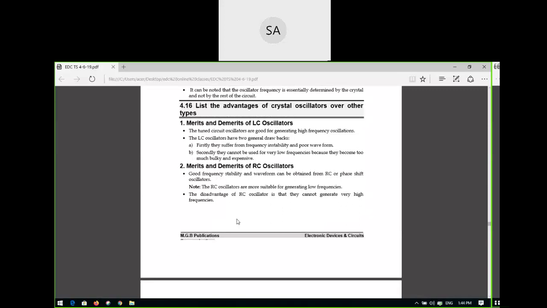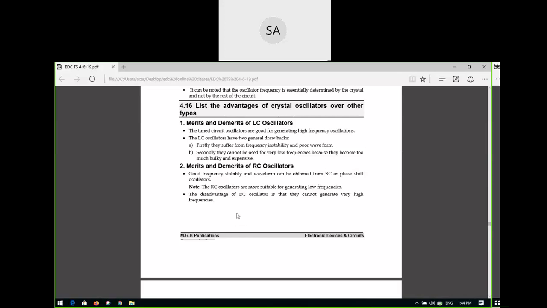The merit of the LC oscillator is that it will produce high frequencies. The demerit is that it will not produce low frequencies, and it will not give a fixed frequency, with instability of the frequencies, and it is also bulky. Bulky means the size is high, and due to the bulky size the cost is also high. It is very expensive. So these are the merits and demerits of the LC oscillator.